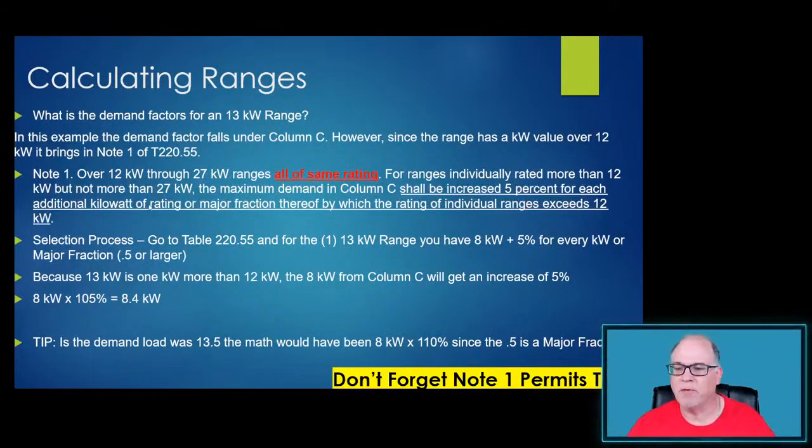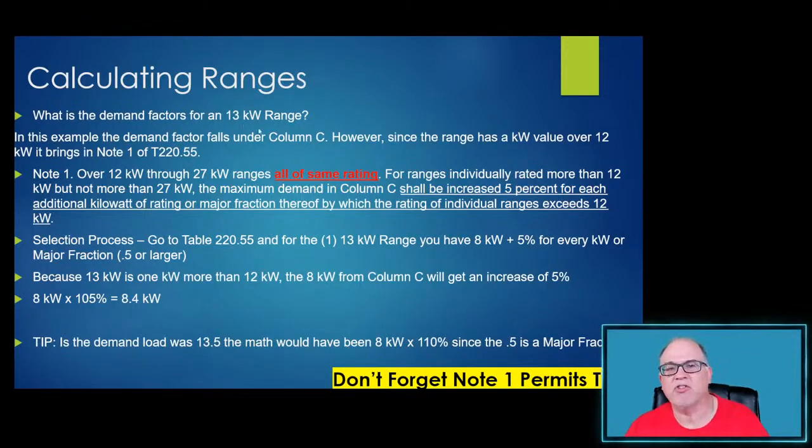All right, hopefully it's not getting confusing for you, okay? Next, what is the demand factor for a 13 kW range? Remember, we're doing load calcs now. So in this example, the demand factor falls under column C because it is over 12, and it certainly doesn't fall under B or A, okay? So it's definitely under C.